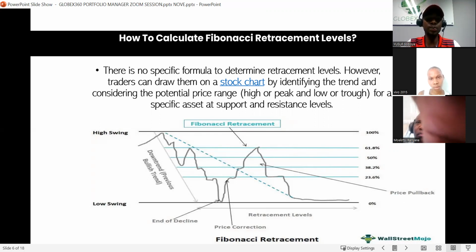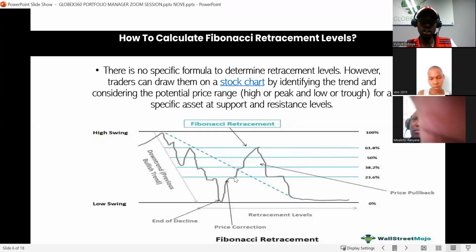But remember, it depends on the trend, right? If the trend is downward, start from top to down. If the trend is upwards, start from the bottom to top. So depending on the trend. And if you look at it, after you draw this line, it actually opens these boxes. And these are resistance, support, and resistance levels in a percentage form.